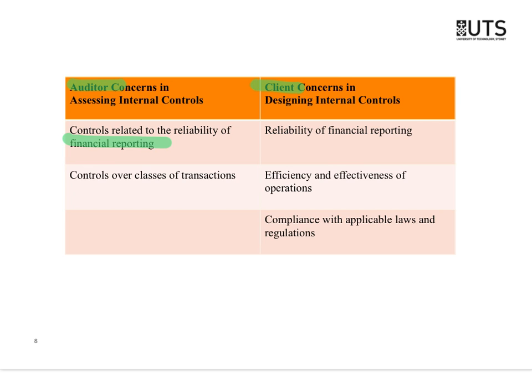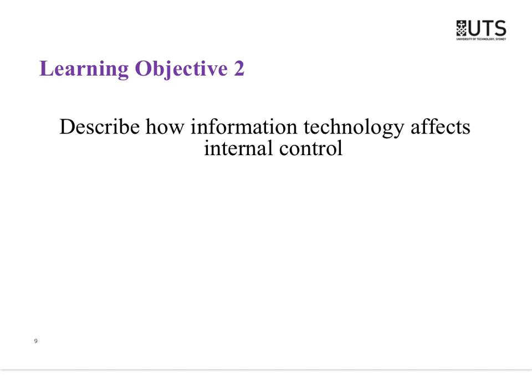Certainly management will have controls around occupational health and safety, health and well-being. Are you taking enough leave? We're not really interested in those as the auditors. We're just interested in the financial reporting controls. So how does information technology affect internal controls?